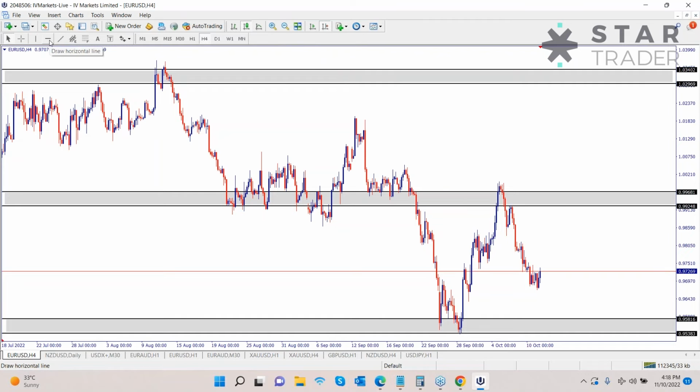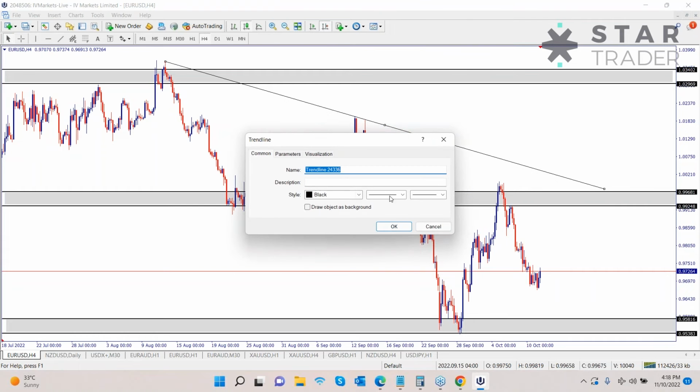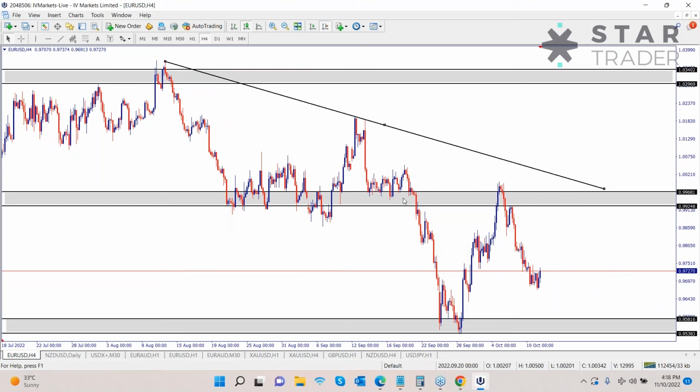ahead of this horizontal line, we have this trend line. Okay, so when you just click on it, it will be drawable. So you just need to drag and drop wherever you want to apply your trend line. If you need to change the properties, just simply double click on it, trend line properties, and you can choose the color and the thickness of this trend line.